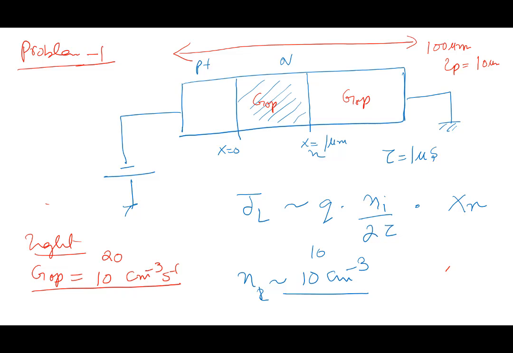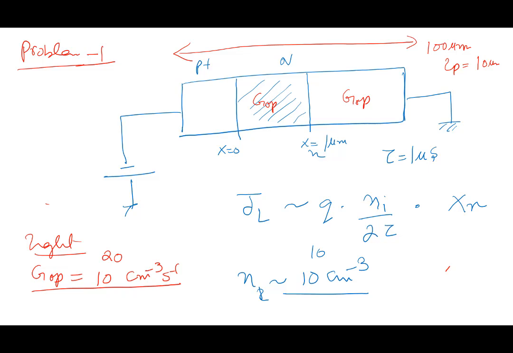Again, generation within the depletion region will contribute to current. Generation outside the depletion region will also contribute. But outside the depletion region, how much of the region will contribute? Within the diffusion length. Carriers within the diffusion length can reach. Right? But now the optical generation rate is the same everywhere.